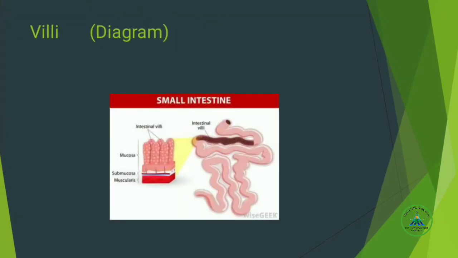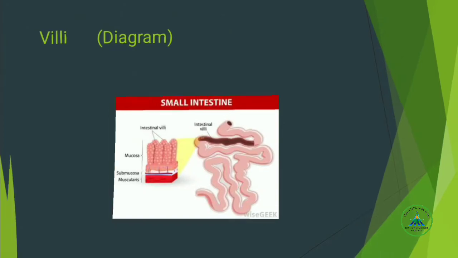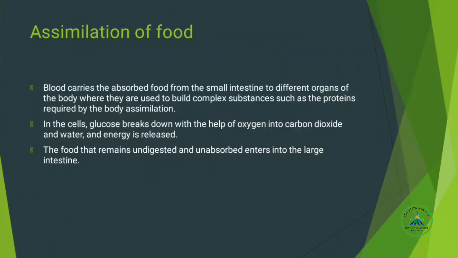Absorption in small intestine. The process in which simple soluble digested food substances are absorbed into blood is called absorption. The finger-like projections called villi absorb the digested food and pass it into fine blood capillaries, which is then absorbed by blood cells. Now, assimilation of food. Blood carries the absorbed food from the small intestine to different organs of the body, where they are used to build complex substances such as the proteins required by the body.